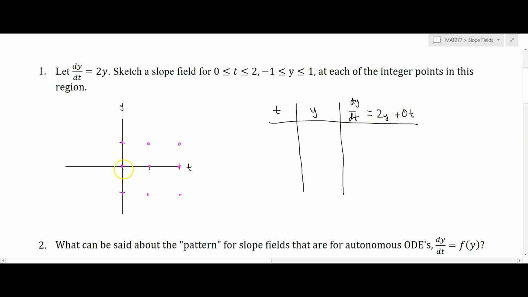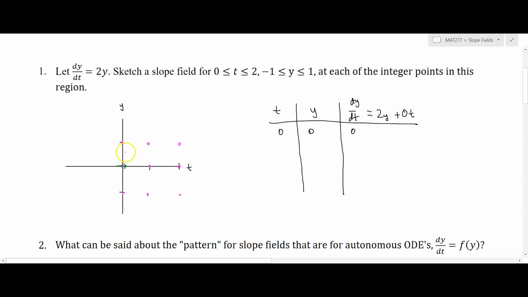If I start off arbitrarily at the point 0, 0 in the ty plane, that's going to generate a 0 slope. A 0 slope is a horizontal line segment. I'm not going to draw this horizontal line segment all the way across. I'm just going to draw a little tiny line segment here that has about a 0 slope and points to the right, because we know time increases, it does not decrease. Therefore we draw a directed arrow to the right with a slope of 0. So the incline of that little segment is 0.